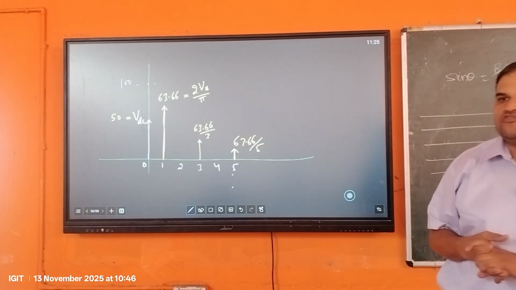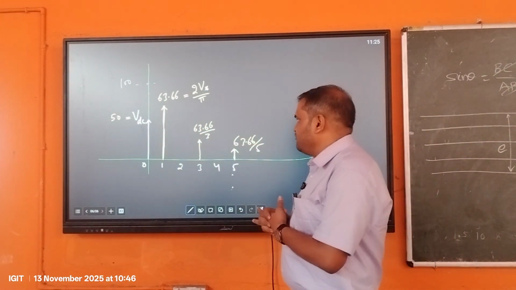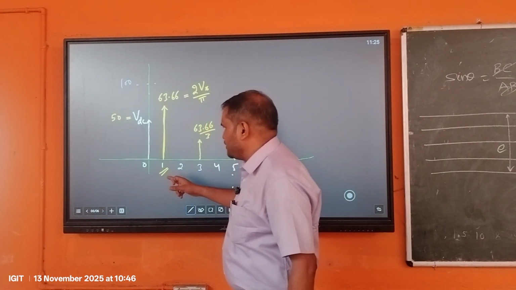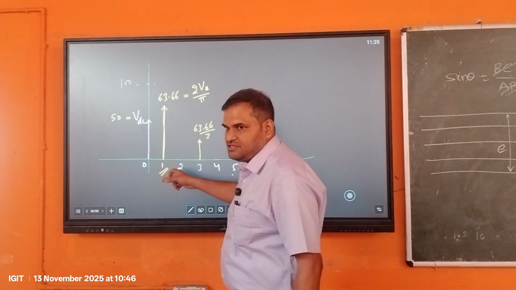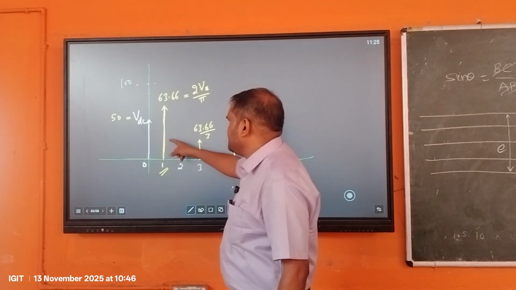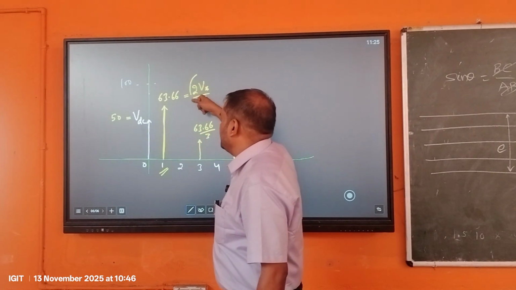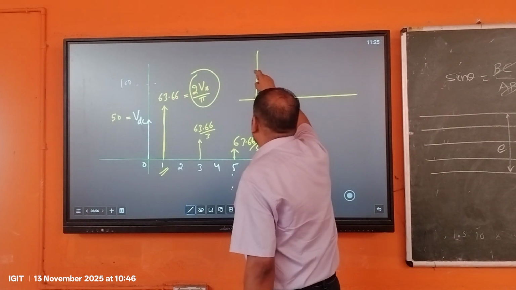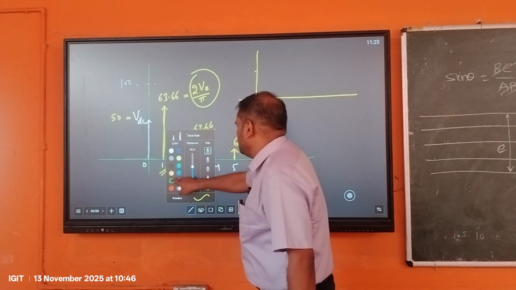So what is the takeaway with this? Finally, what we take away is that this is the switching frequency. If the switching frequency is 50 Hertz, you are going to get this much of fundamental current in the output. That means the output waveform looks like this.